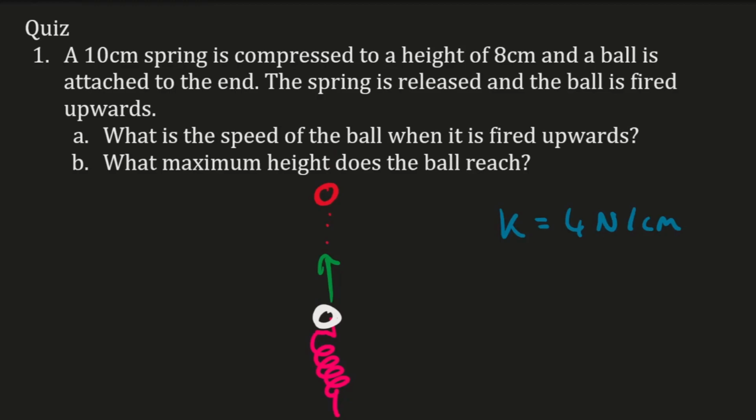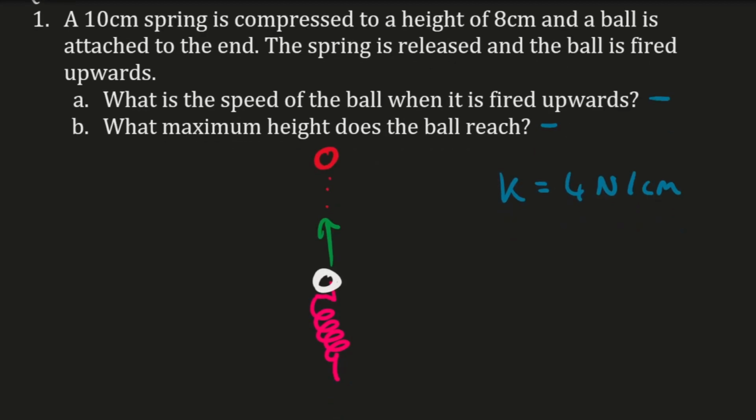Okay, so just one question in this quiz this time. We have a 10 centimeter spring compressed to a height of 8 centimeters and a ball attached to the end. We then release the spring and fire the ball upwards. We want to find out what is the speed of the ball when it's fired upwards, and also what's the maximum height that the ball reaches. Basically we want to use the equations that we worked out in the first part of the video to try to answer this question. So pause the video and have a go.